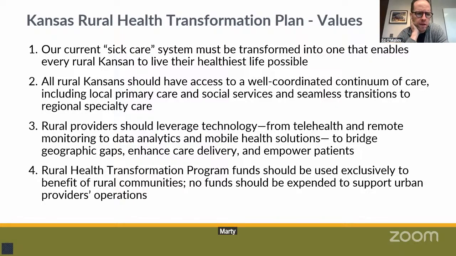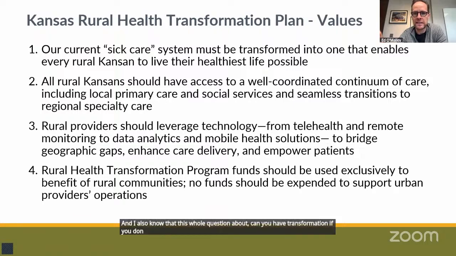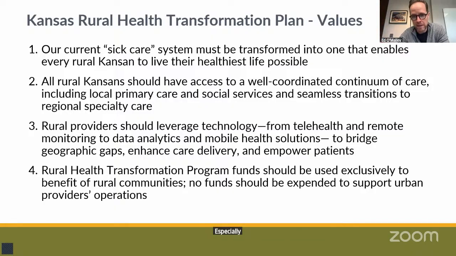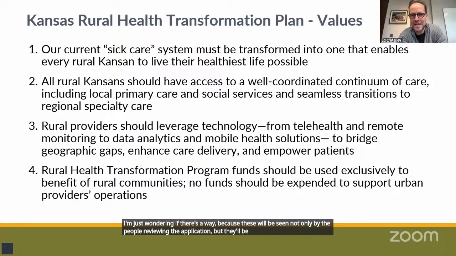Marty, this is Ed O'Malley. I don't know how to account for what I'm thinking right now, but I know we need these values to work with the feds. I get that. I also know that this whole question of whether you can have transformation if you don't have stability is on the minds of a whole lot of people across Kansas, especially our hospital friends. These will be seen not only by the people reviewing the application, but by other people in Kansas, and they'll send signals about what this group and the governor are prioritizing.